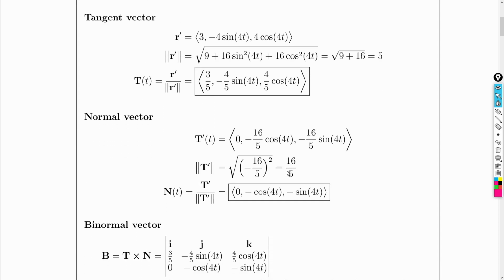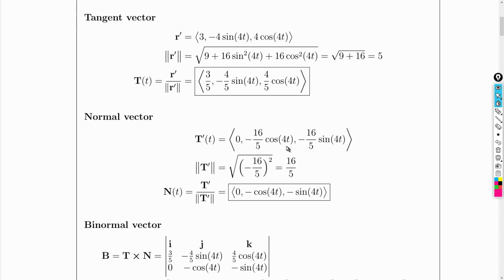Okay, next for the principal unit normal vector, you're using this formula, so you need to compute t prime and its magnitude, and then divide. So t prime, well, we computed t, so we take the derivative. That looks pretty straightforward. Just have to be careful with negatives and make sure that you pop the additional 4 out from chain rule.